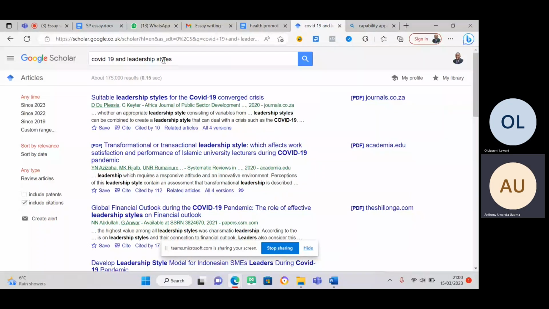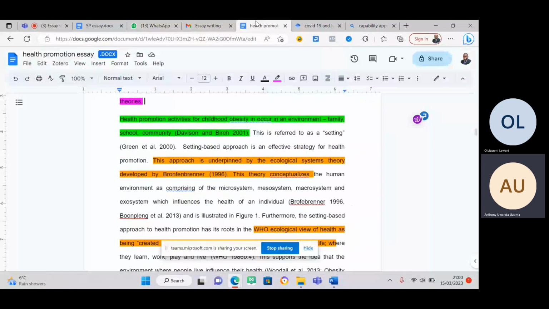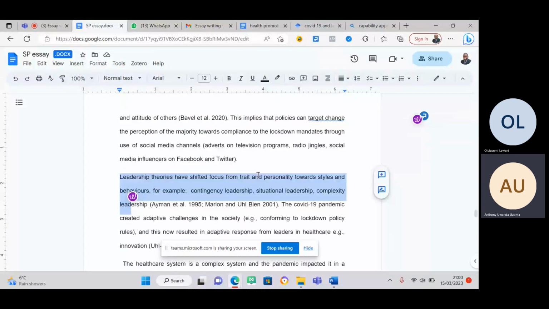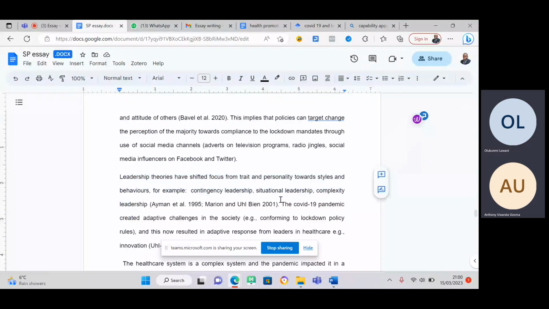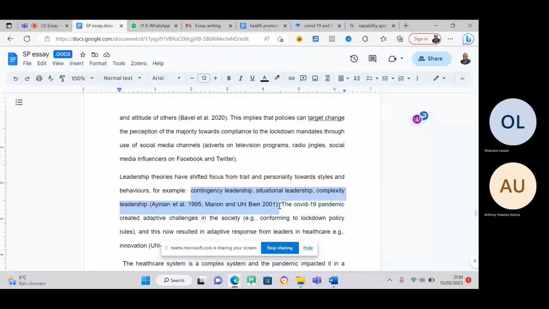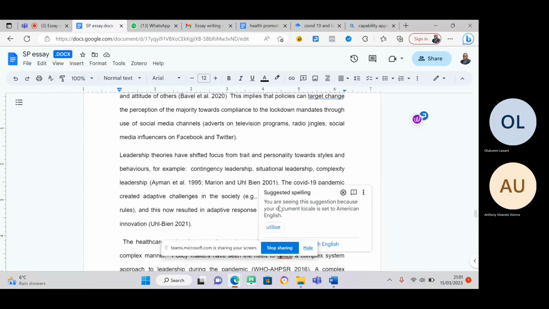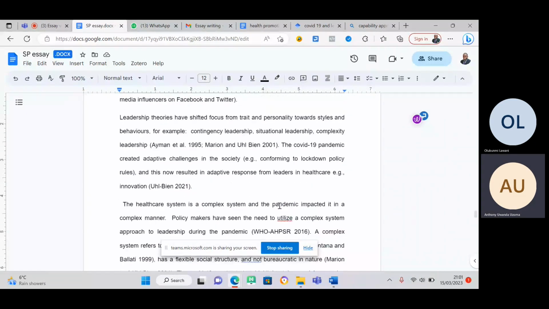So I couldn't see. Remember, I read about different types. I just mentioned them: contingency leadership, situational, complexity leadership. These are the things I could find. But then I was lucky to find one article that applied to my COVID-19 topic. So I just managed to summarize that article, and that was on complexity leadership.